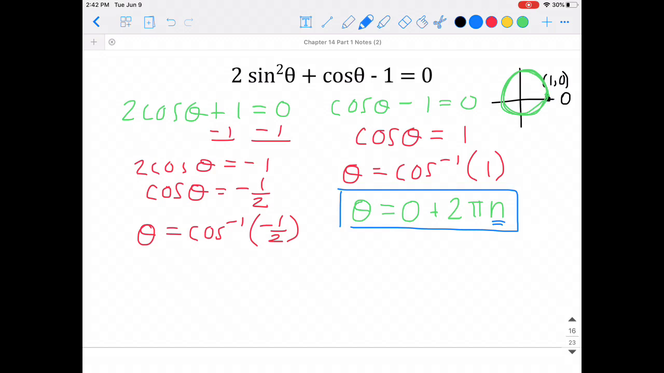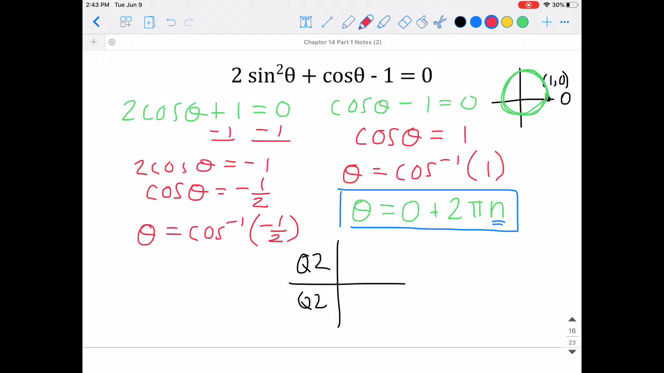Now, if we think about cosine theta equals negative 1/2, so theta equals inverse cosine of negative 1/2. We've talked about this one a little bit before, but let's look at our coordinate plane. Now we have a negative cosine, and because we have no restrictions, we're looking at all 4 quadrants. Cosine is negative in the second and the third quadrants.